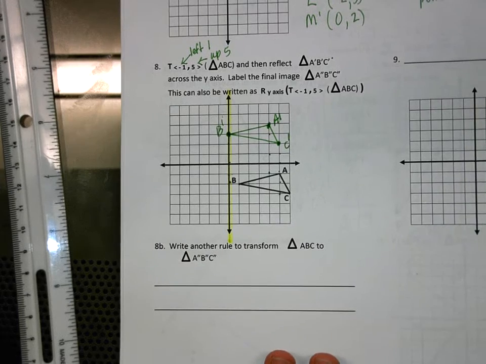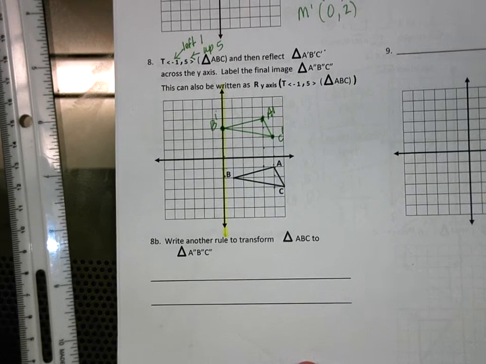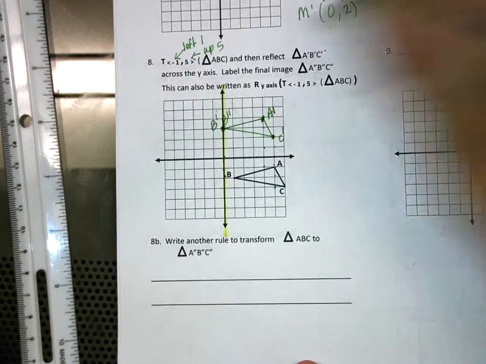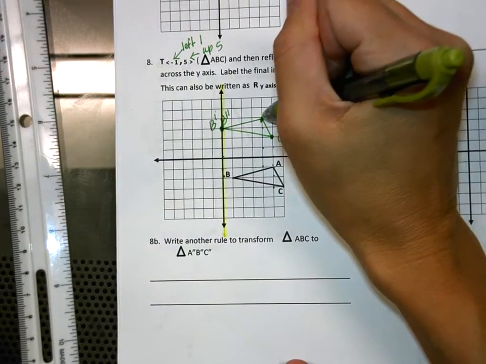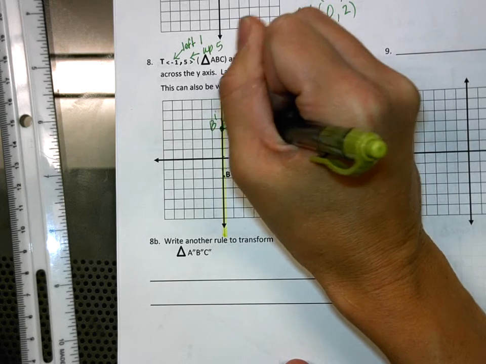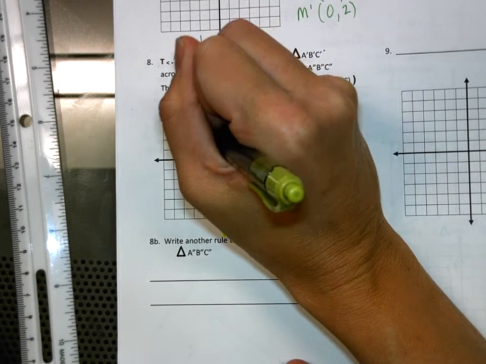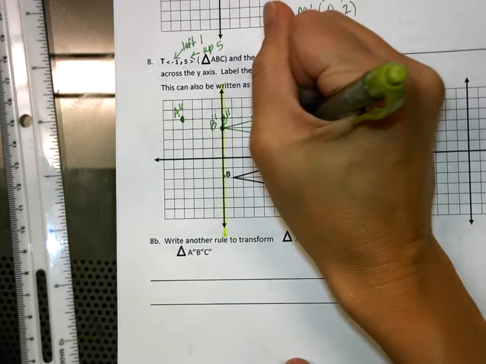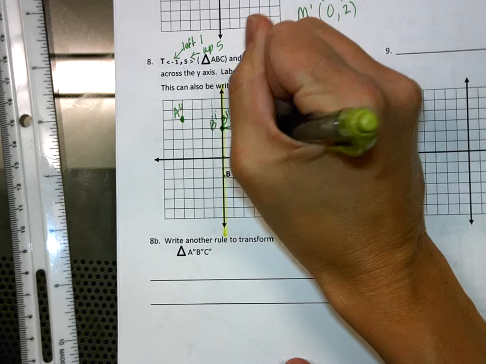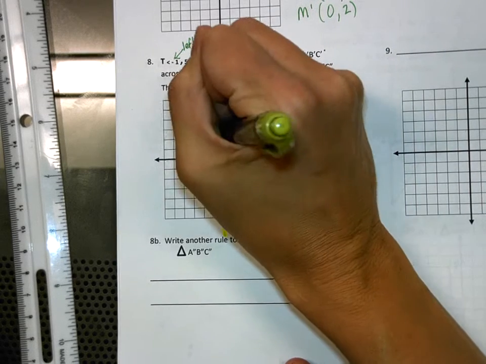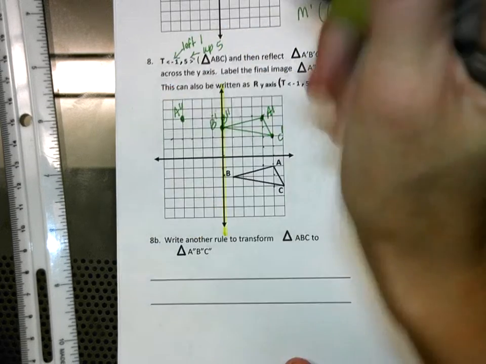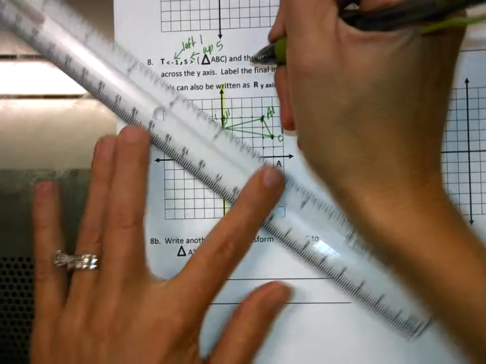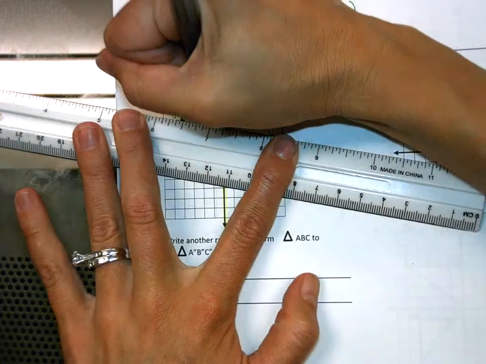So is B going to change? No, because it's already on the y-axis. So B double prime is also there. For A double prime, if we count, it's over 1, 2, 3, 4. And we get A double prime. And then C, we count to the y-axis, 1, 2, 3, 4, 5. And we get C double prime. And we can draw our new figure reflected over the y-axis.